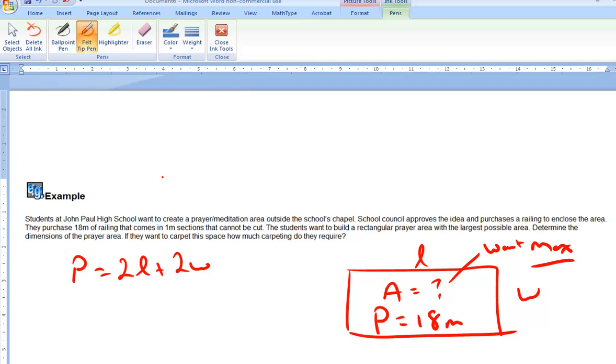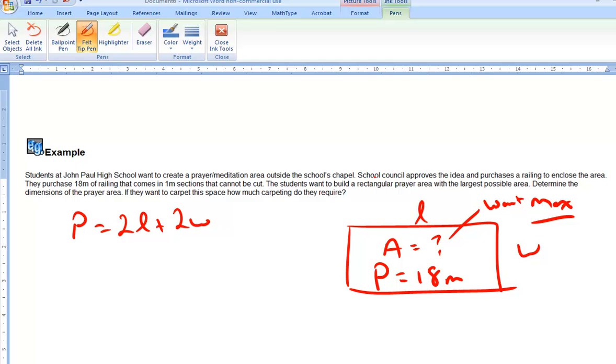Okay, here's another example. They want to create a prayer meditation area outside their school, and they give the budget. They say here's the railing. You can have 18 meters of railing. They come in 1 meter sections that can't be cut, and you need to build a rectangular prayer area with the largest possible area. What are the dimensions of the prayer area?